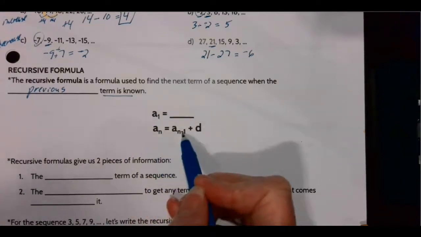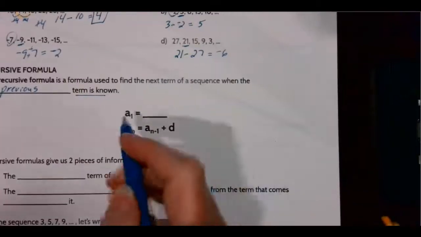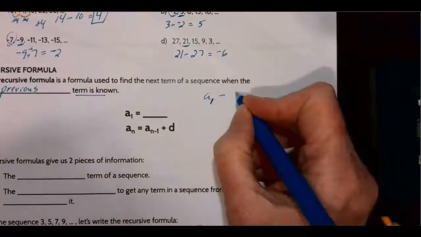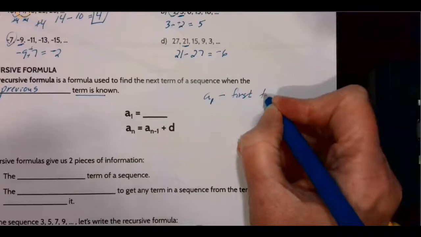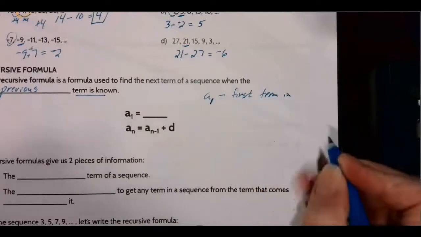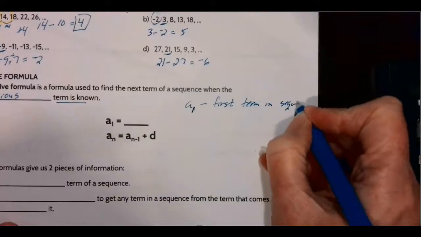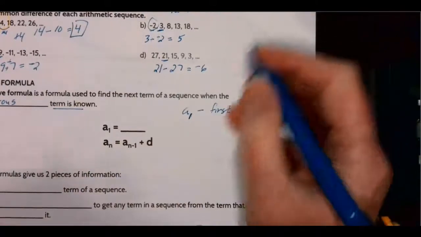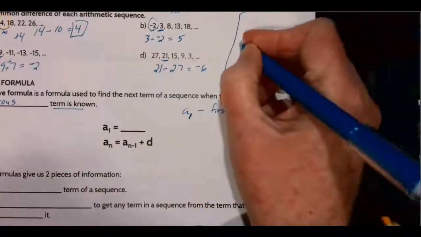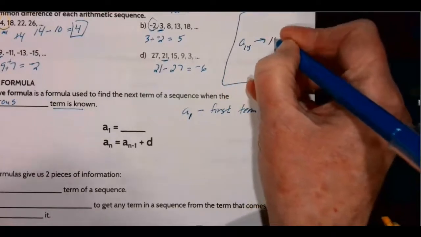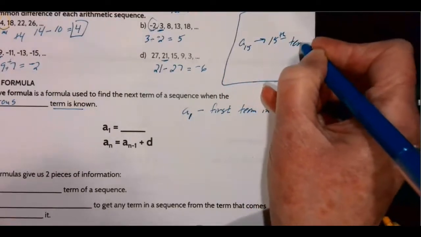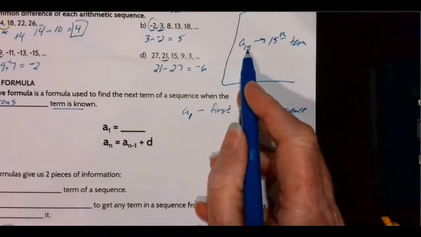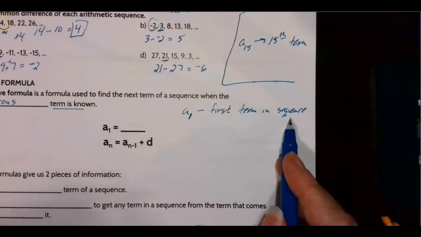These subscripts are really important and they mean specific things. So for instance, a sub 1 means the first term in the sequence. Just a side note: if I had a sub 15, that would be the 15th term. That subscript tells you which term it is. It names its position. So a sub 1 is the first term in a sequence.